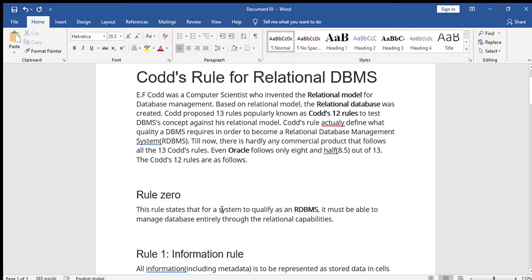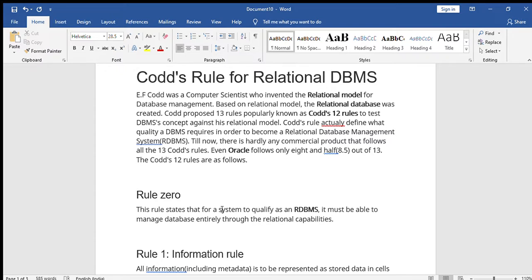So it checks the quality of the database, how it reaches the customer level. That will be checked by using E.F. Codd's rules. In total he composed 12 rules for testing the DBMS concept. Okay, so now we'll see one by one what rules there are.